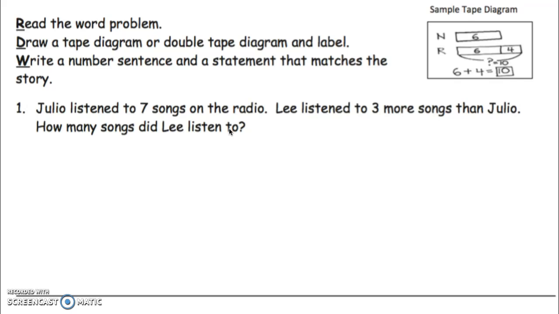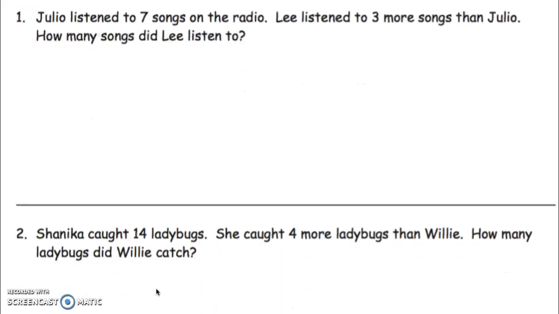Use RDW, remember D for drawing a tape diagram or a double tape diagram labeled, or using quick tens with labels as well to show who's Julio, which one's Lee's. Write a number sentence and a statement on the line. Remember, the statement should start with the who of the sentence. And for this one, it is how many songs did Lee? So it should start with Lee listened to blank number of songs.